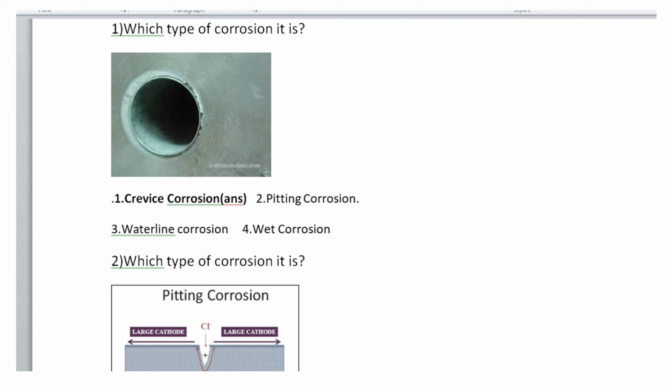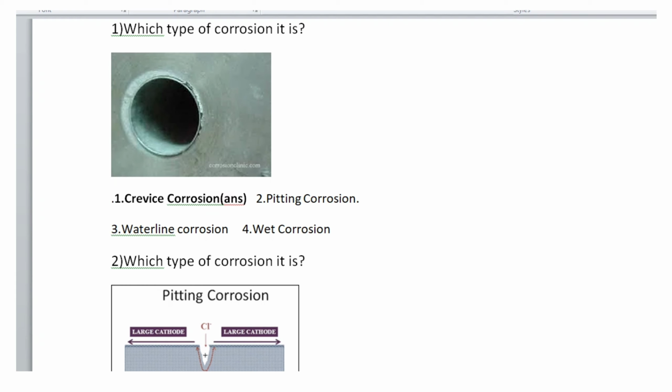Now the first question is which type of corrosion it is. Whether it is crevice corrosion, pitting corrosion, waterline corrosion or wet corrosion. It is crevice corrosion because a gap is developed between this metal and non-metallic surface. Therefore it is a crevice corrosion.